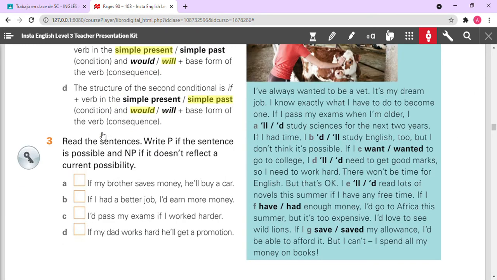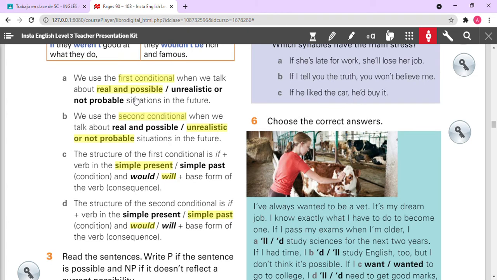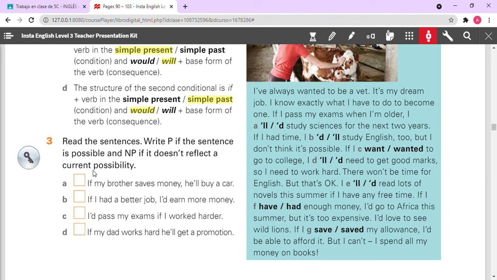Let's continue. Number 3. Read the sentences, write P if the sentence is possible and MP if it doesn't reflect accurately possibility. Let's see. My brother saved money. He'll buy a car. P or MP? Remember, P if the sentence is possible, so it's a possibility. Okay? Remember, I said real situations. Real and possible situation. In this case, it's possible. Yes, letter P is here.